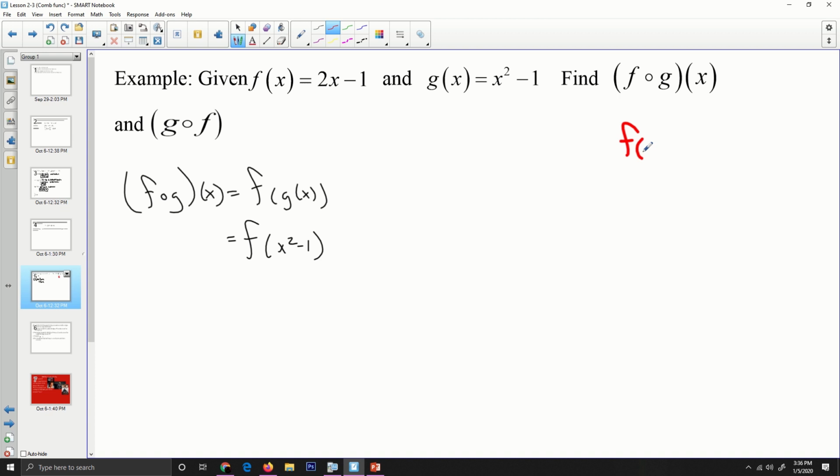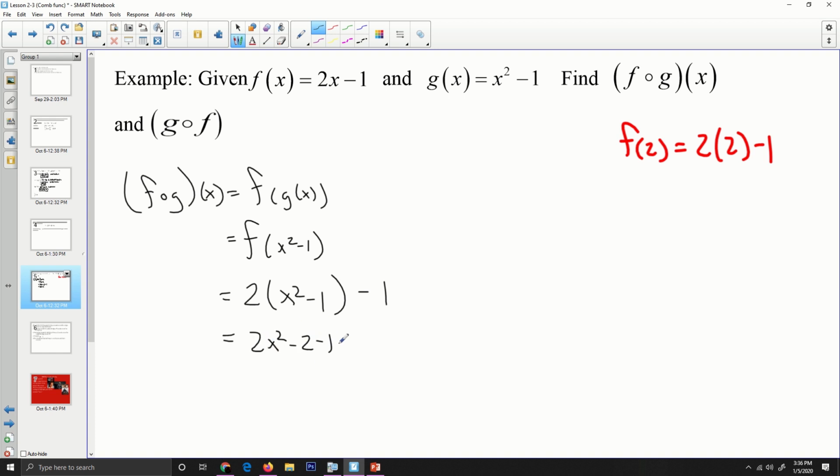If I said find f of 2, you would say, all right, I'm going to take a 2 and plug it in for x, and then simplify. Well, here we're not plugging in a number, we're plugging in an expression. So it's 2 times something, that's what f of x is, minus 1. And that something is what's in these parentheses. So x squared minus 1, and I need to distribute, so I've got 2x squared minus 2 minus 1, and then I need to collect these like terms. So I've got 2x squared minus 3, and then that is my final answer because I can't simplify any further.